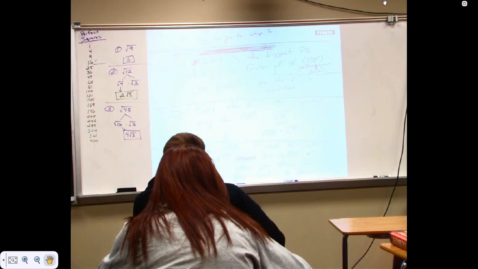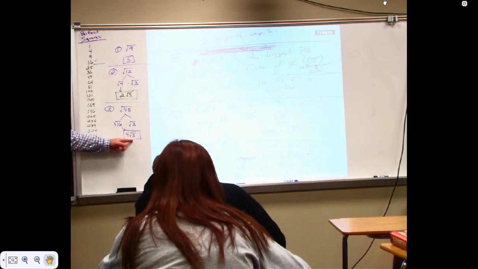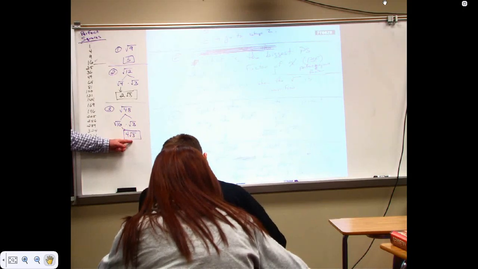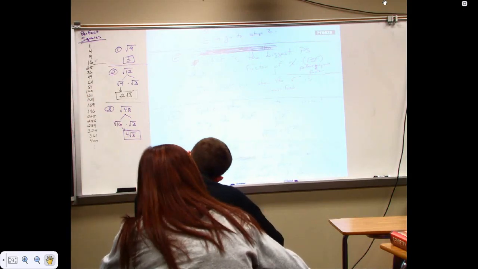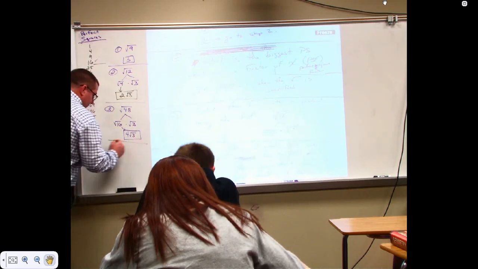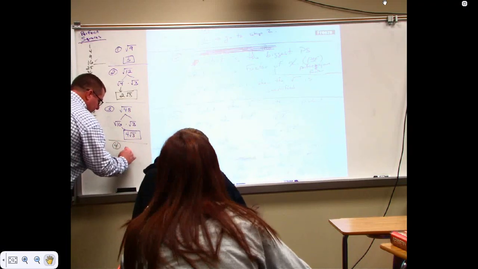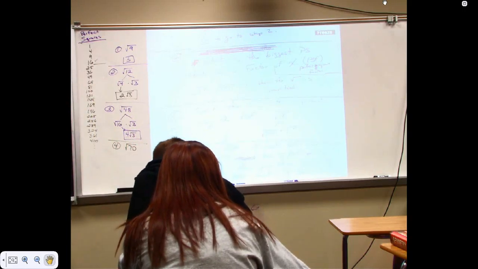Now I said, how do you know for sure if it's simplified? Look at your number under the square root sign. What's the largest perfect square as a factor of it? 1. You know it's simplified. Now, number 4. Try this one. Square root of 70.